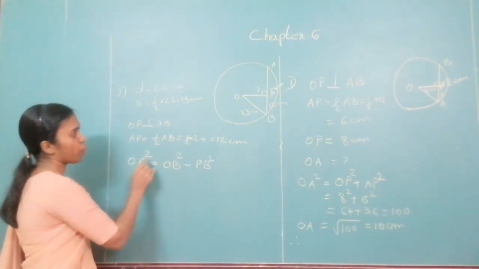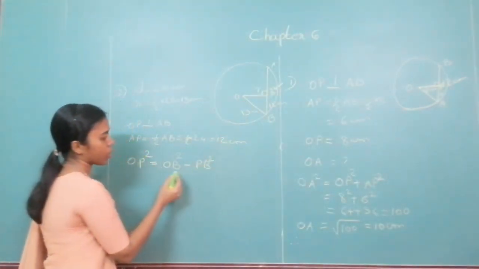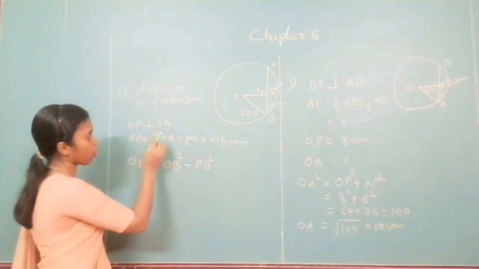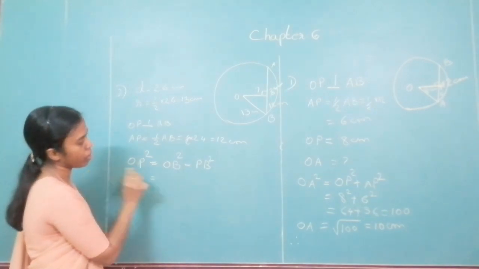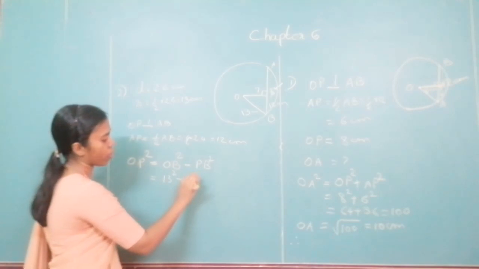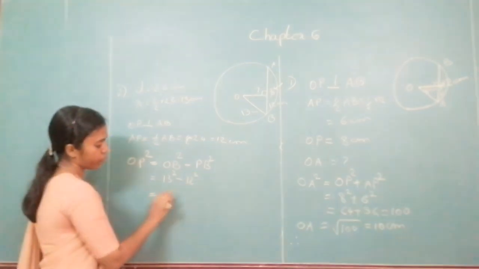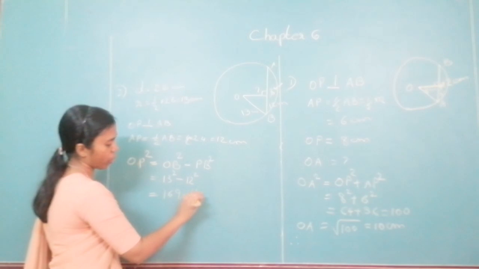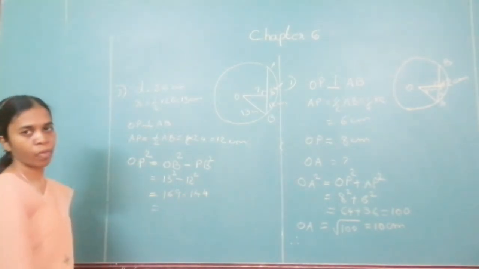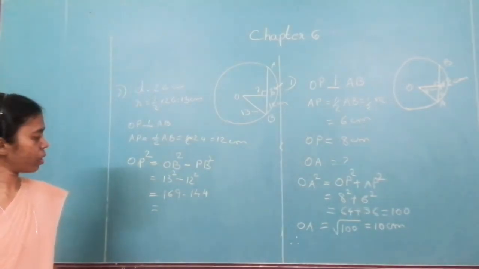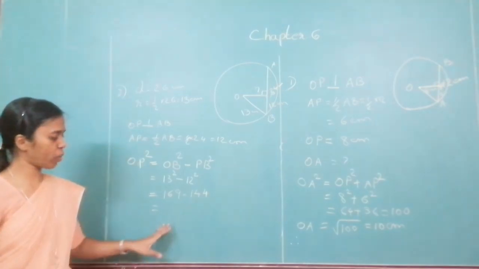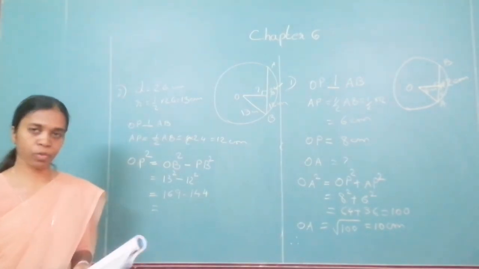Okay. Therefore, OP square, you have to find one side of it. That is hypotenuse square minus the other side. Now hypotenuse you already know. How much is your hypotenuse? 13 square minus PB, that is 12 square. 13 square minus 12 square. How much is it? You can find out. And then that will be OP square. So you have to find OP, that is square root of whatever you get from here. Okay.